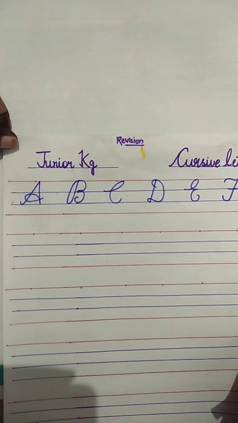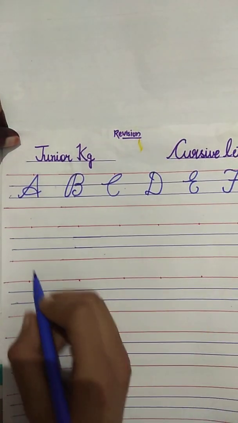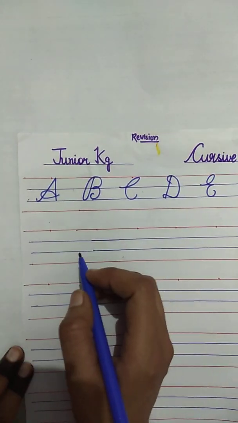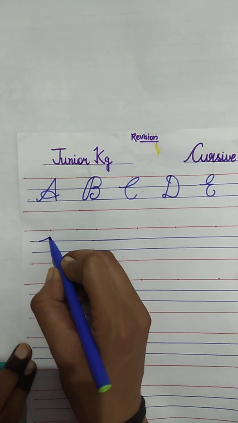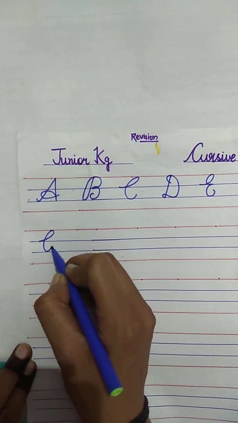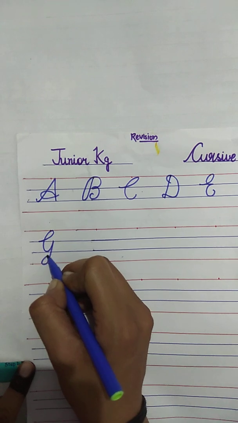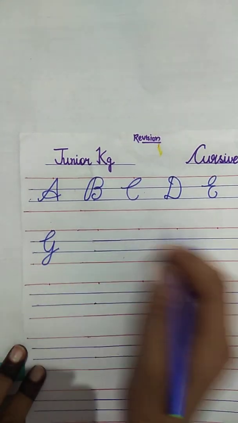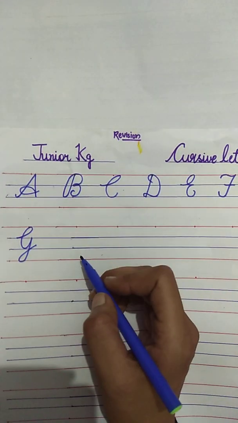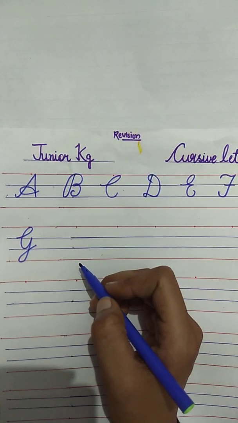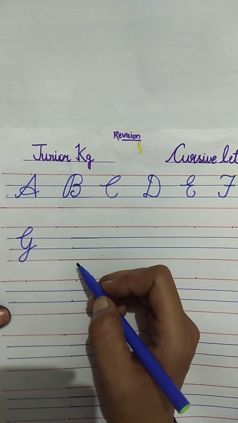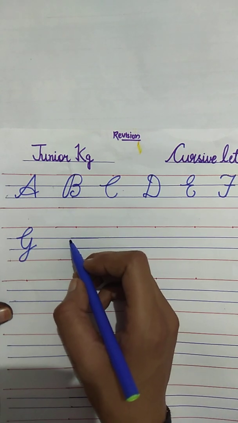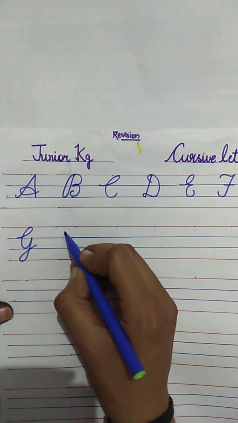Now tell me the next letter. G. G for grapes. See here. Draw a curve, a semicircle, slanting line and a curve. G for grapes. The spelling of grapes is G-R-A-P-E-S. Grapes. Now the next letter is H. H for house. See here.